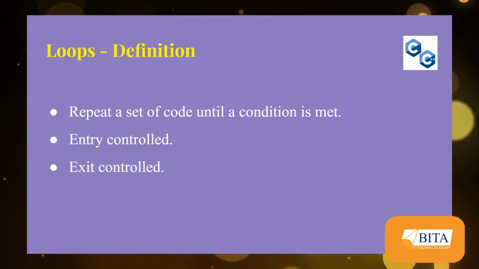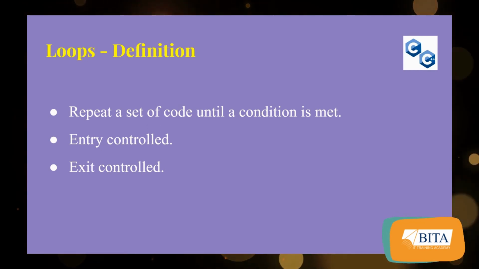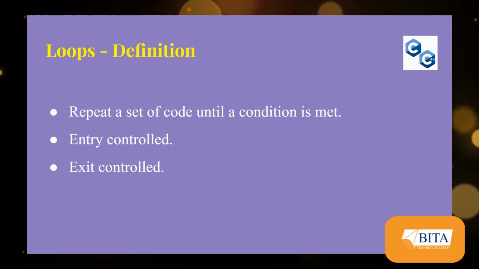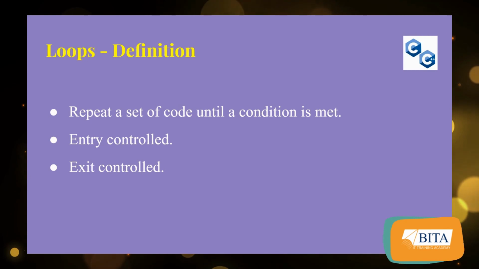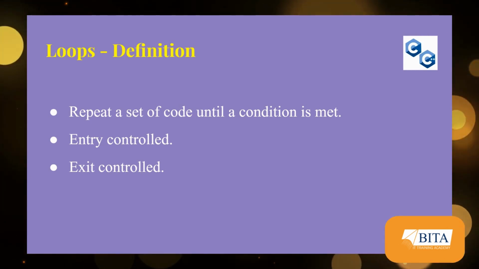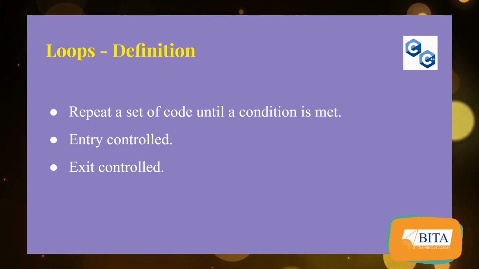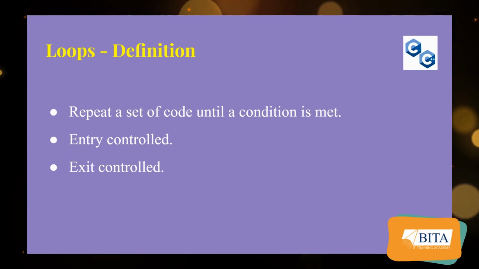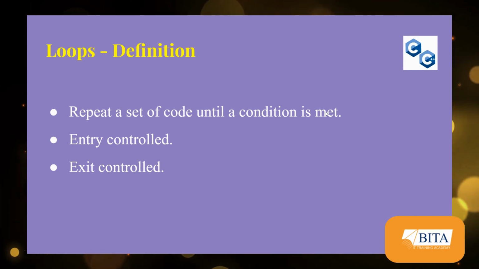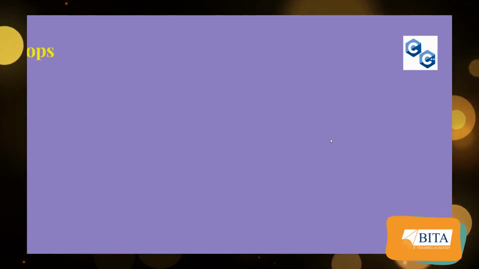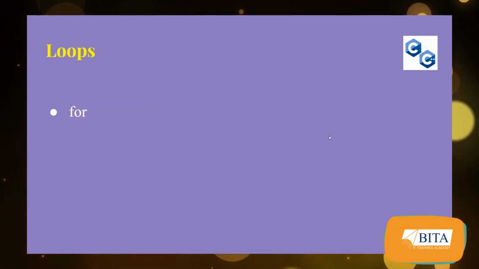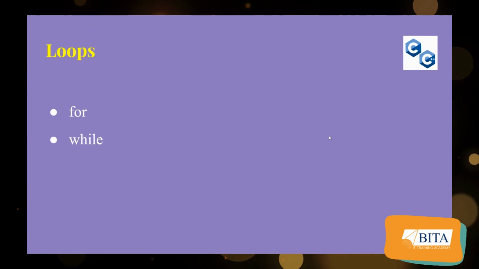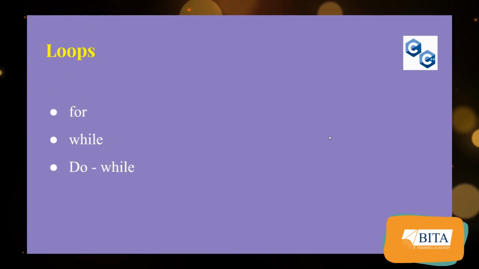And there is another type of loop called the exit control loop. The test condition is evaluated at the end of the body, and the statements are executed at least once, irrespective of the condition. And the do while loop is the example for the exit control loop. These are all the loops available: for, while, do while.